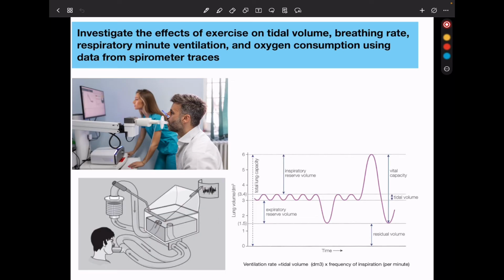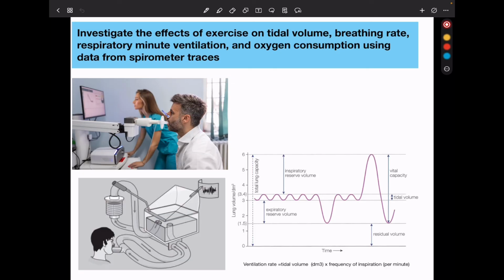So basically, a graph, or a trace, is going to be drawn during this, and you could be asked to calculate the ventilation rate. Remember, ventilation rate in decimeter cubed per minute is going to be tidal volume, which is in decimeters cubed, times the frequency of inspiration. The tidal volume is this, and this can be gathered from the spirometer trace. You multiply that with the frequency of inspiration, and you can calculate the ventilation rate.